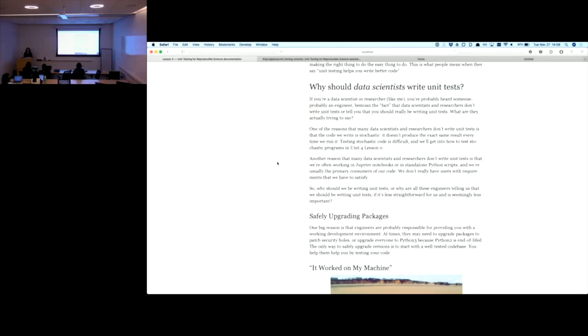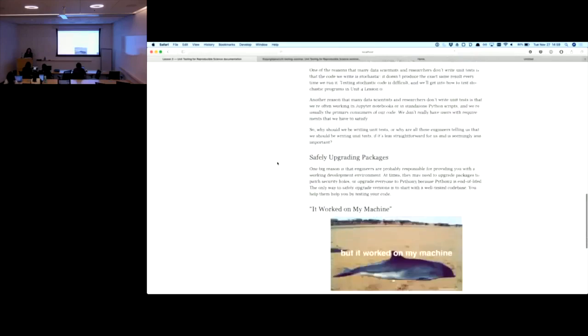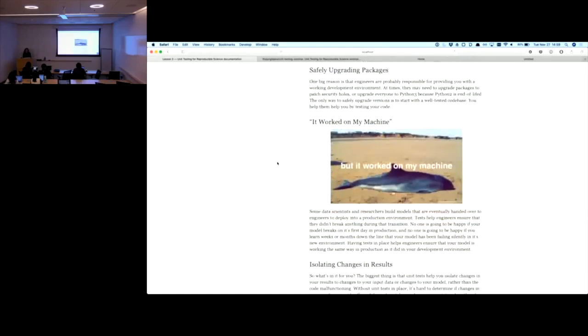Yeah. So why should you be writing unit tests if it's harder for you and the value add is only for you personally and not for your users that are depending on you, or you're managing your own code? Why does it matter? So one that still applies to you is safely upgrading packages.